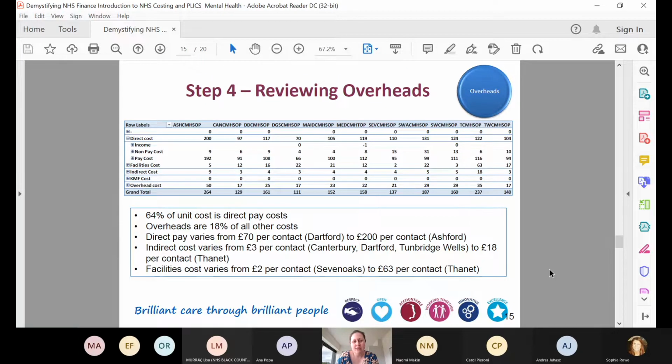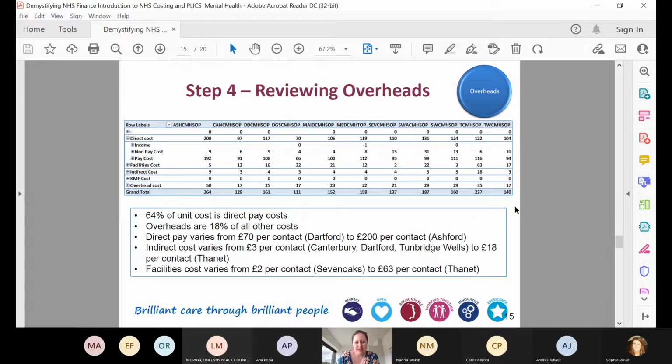For step 4, we started to look at overheads. Now, 64% of our unit costs was direct pay. So really important for us to engage with the workforce leads and really understand exactly how those pay costs have been allocated. Overheads were 18%.